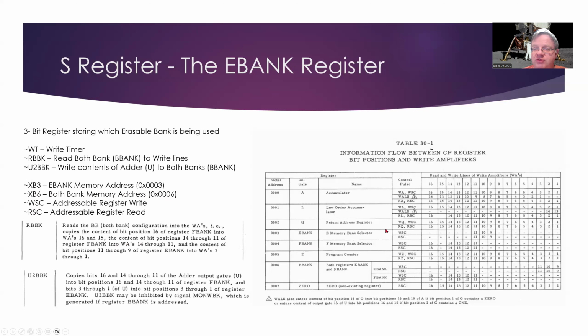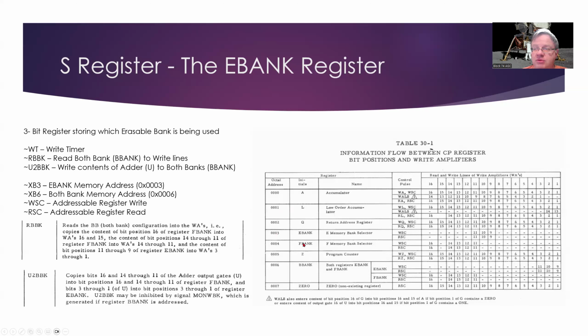While I was doing research for this particular episode, I found this really great table which lays out all of those directly addressable registers and how they work. So we've got 0000, which is the A register, 1 is the L register, 2 is the Q register, 3 is EBANK, which we talked about.